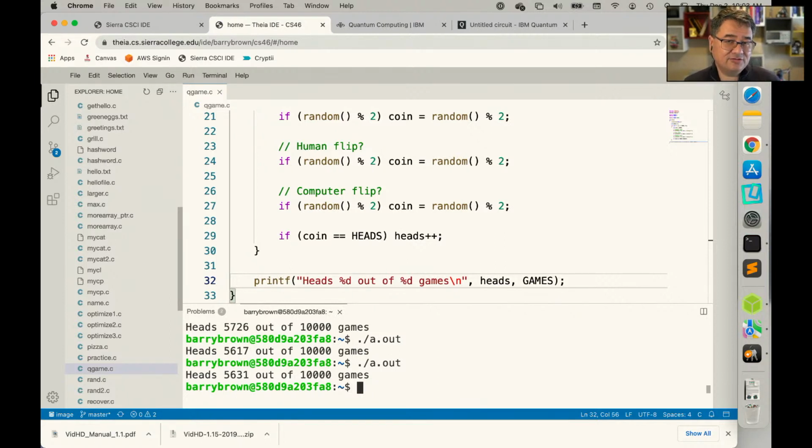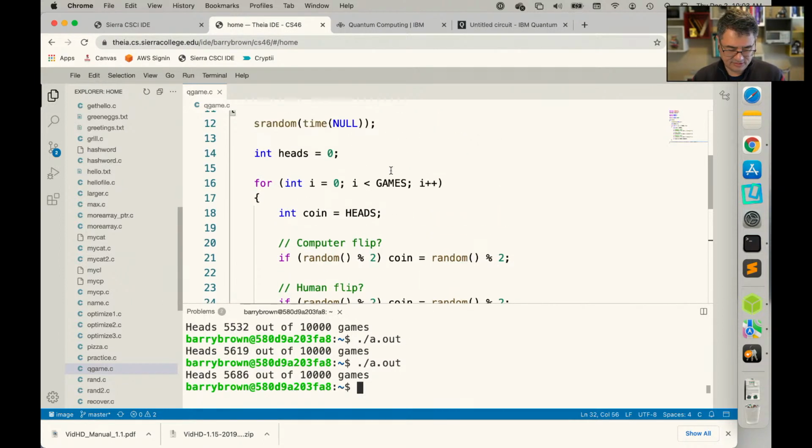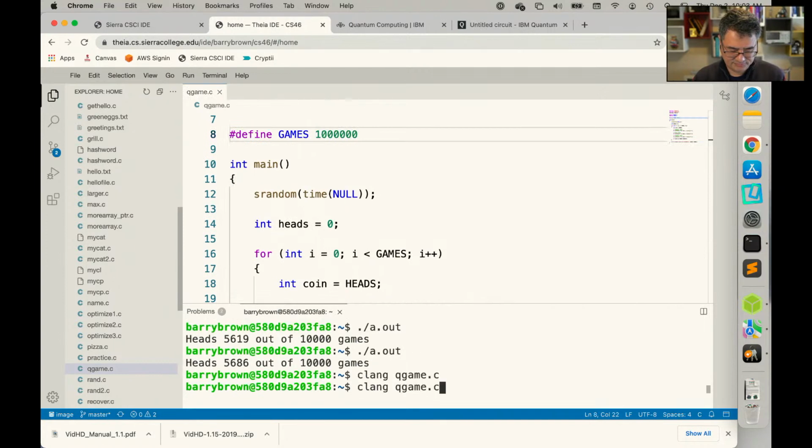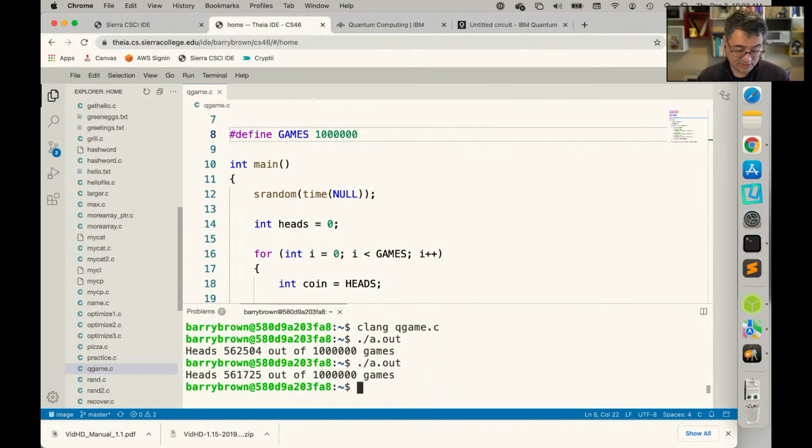So one thing you might be asking at this point is, why isn't it coming up 50-50? Why is it always slightly more than 50%? Do you know why? So no matter how many times you play this game, it's always going to be slightly more than 50%. We could even increase this to 1,000,000. It still comes out to be about 56% of the time it comes up heads.